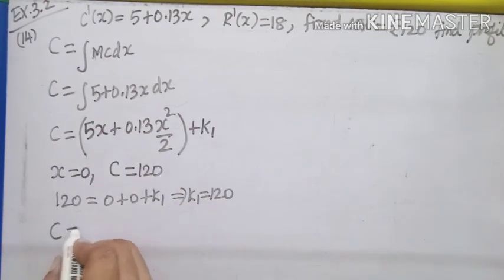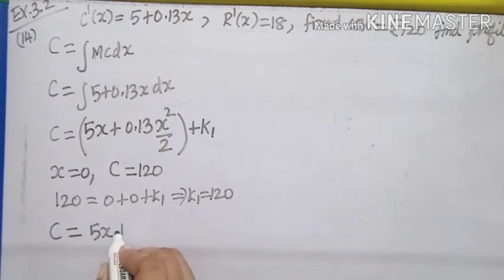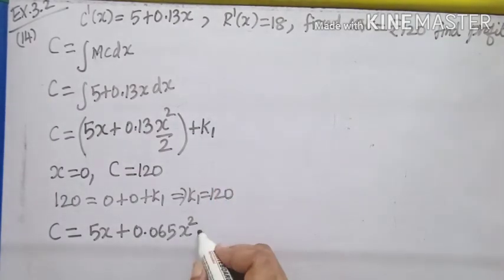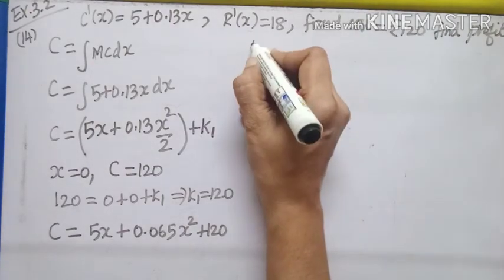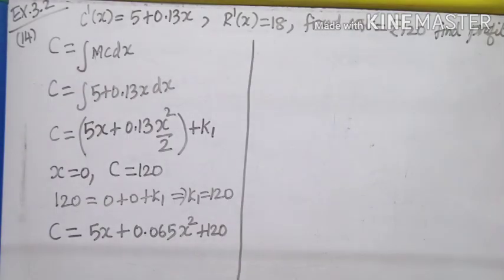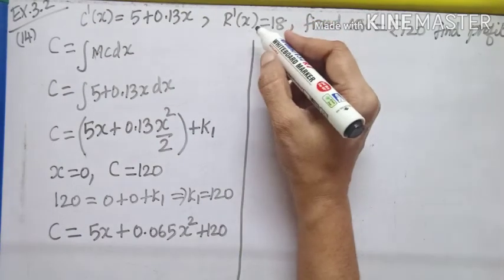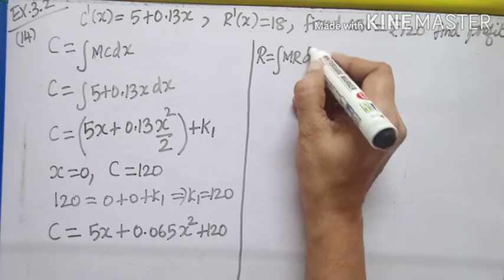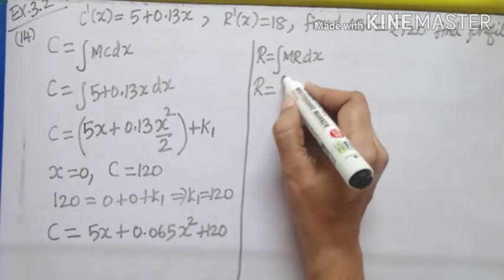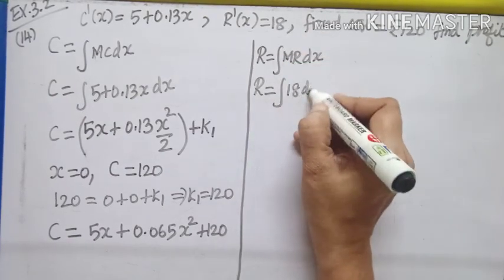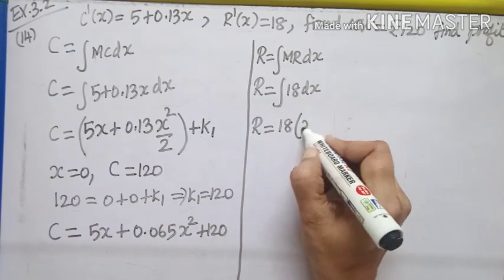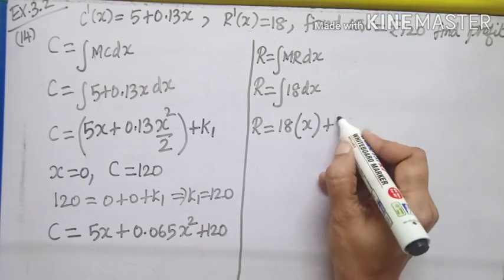Back to C, equals 5x, 0.13 by 2 is 0.065x square. K1 value is 120. So we have found out what is cost. Next we'll go on to revenue. R is equal to integral MR dx. R equals integral 18 dx. R is equal to 18, integral dx is x plus constant.